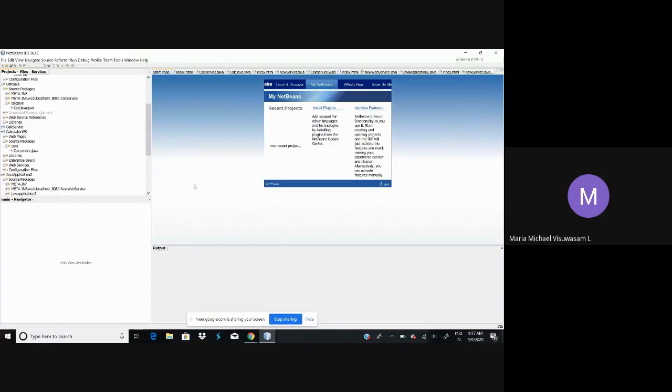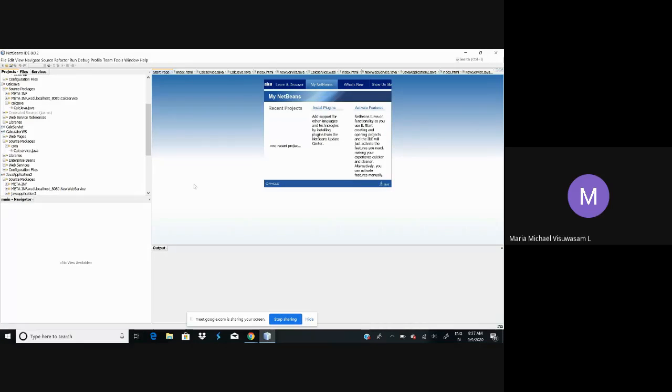So yesterday we have created a web service, deployed the web service, tested the web service, and consumed the web service. But yesterday we consumed the web service using a normal Java program. Now, how to consume the web service using a servlet?